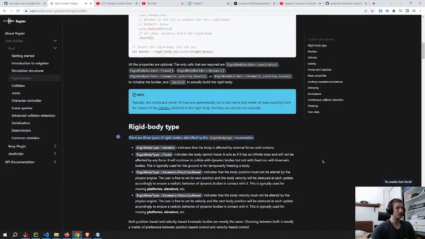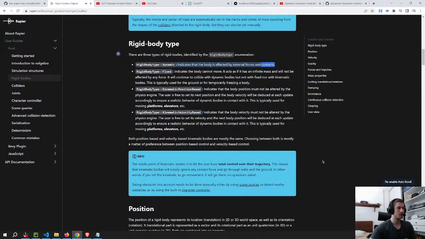Rigid body type. There are three types of rigid bodies identified by the RigidBodyType enumeration. RigidBodyType::Dynamic indicates that the body is affected by external forces and contacts. RigidBodyType::Fixed indicates the body cannot move. It acts as if it has an infinite mass and will not be affected by any force. It will continue to collide with dynamic bodies, but not with fixed nor with kinematic bodies. This is typically used for the ground or for temporarily freezing a body.